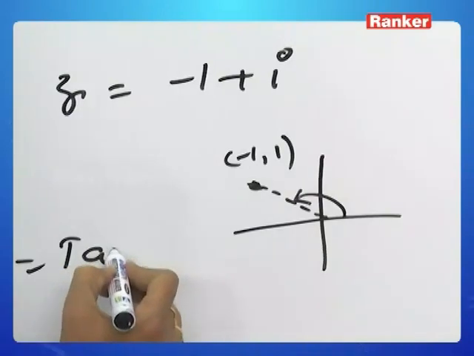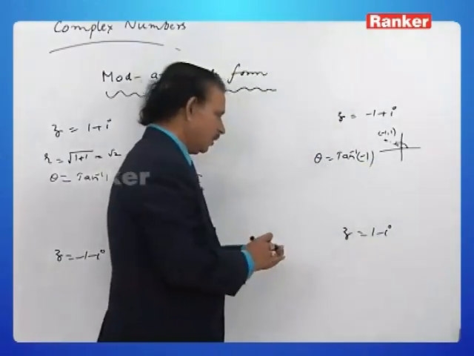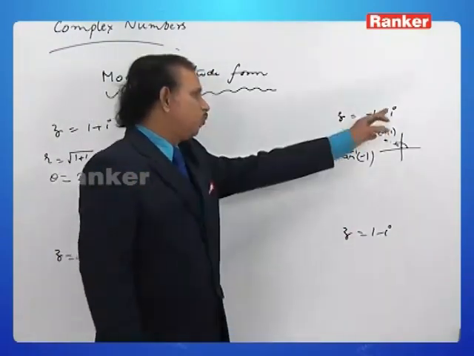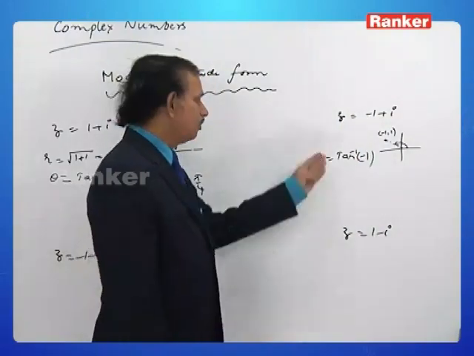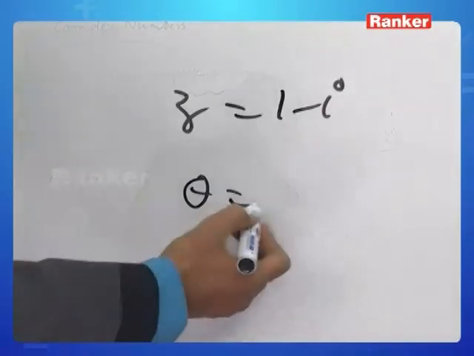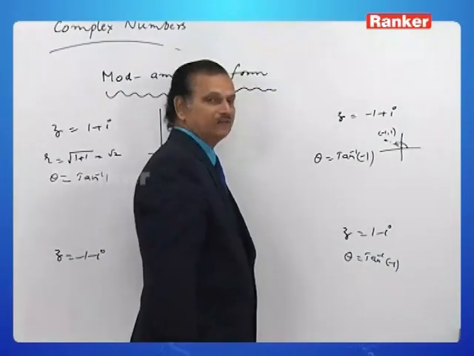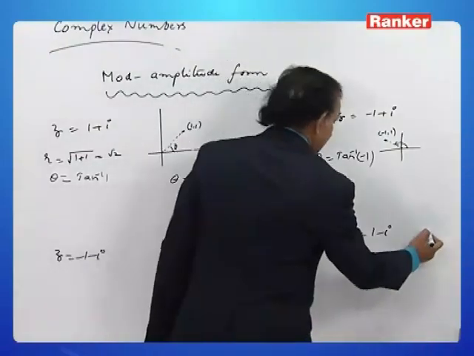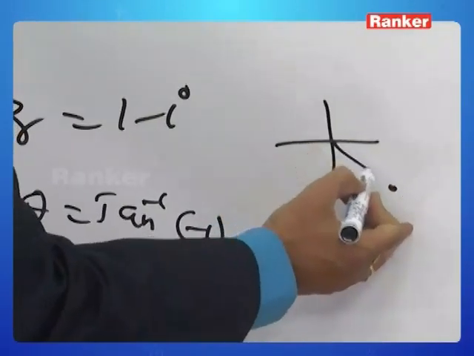Tan inverse minus 1. Well, my dear, for this and for this also, y by x is minus 1. Both are tan inverse minus 1 here and here also. Theta is equal to tan inverse minus 1. Here the point lies in the second quadrant, whereas the point lies in the fourth quadrant here. 1 comma minus 1.